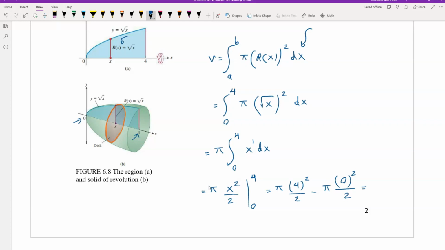So what that means, our answer is based on what is here. We have pi times 4 squared. 4 squared is 16. 16 divided by 2 is 8. 8 times pi. So the answer is 8 pi.